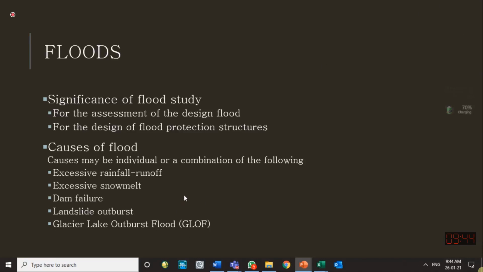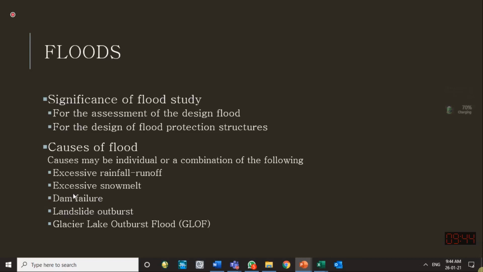So causes of the floods can be different. It is not always natural activities. Sometimes man-made activities also cause the flooding over there. So floods can occur due to different reasons. Excessive rainfall can cause flood. We call it rainfall generated flooding. Sometimes excessive snow melt, but this snow melt does not cause sudden flooding. It will give you sufficient time interval. So snow melt can also cause flooding.